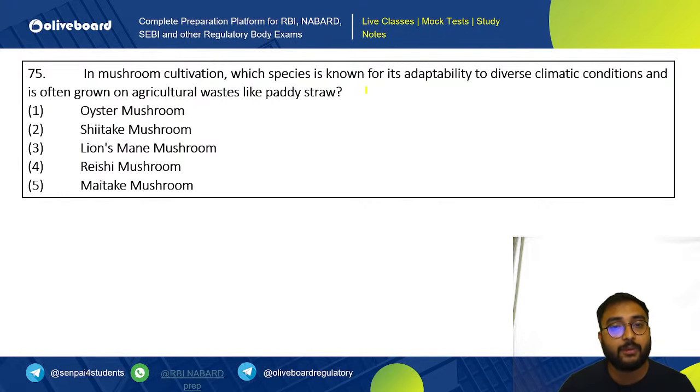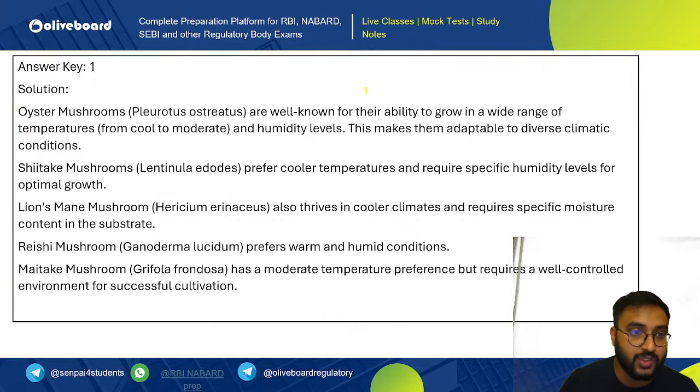In mushroom cultivation, which species is known for adaptability to diverse climatic conditions? Okay, it can also be grown in agricultural waste like paddy straw. This type of cultivation is generally done in Kerala recently, and these mushrooms are oyster mushrooms. Shiitake, lion's mane, reishi and maitake mushrooms are some of the expensive varieties. These are found in hill stations, tall hills and high mountains.